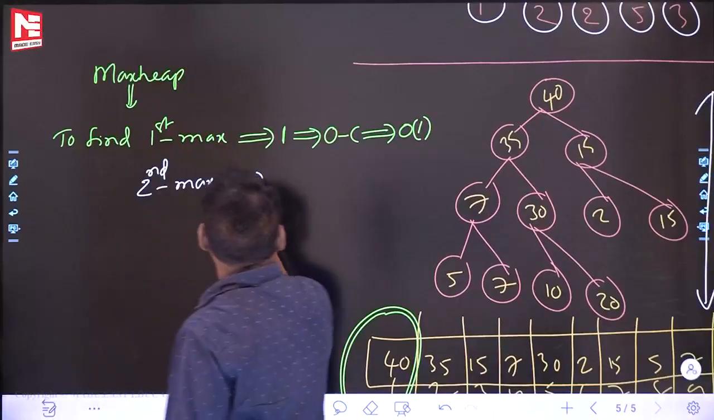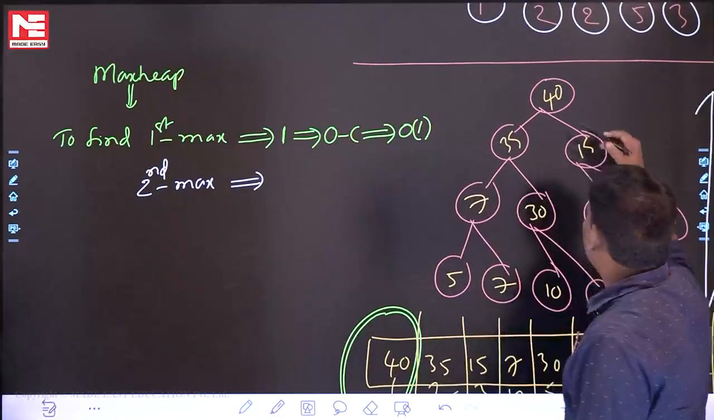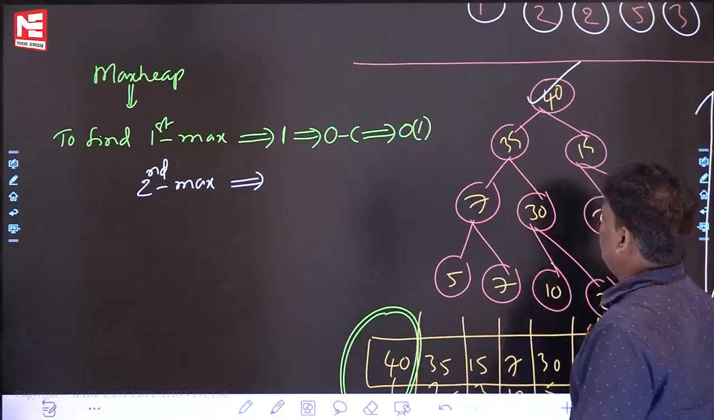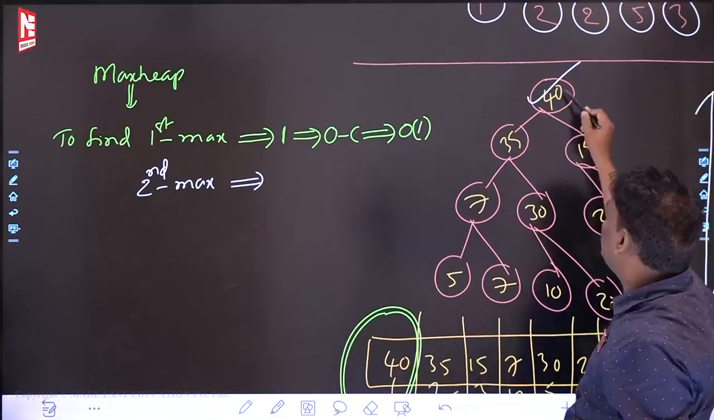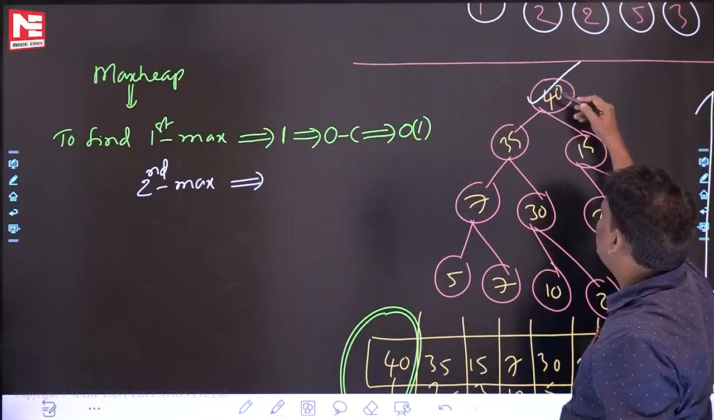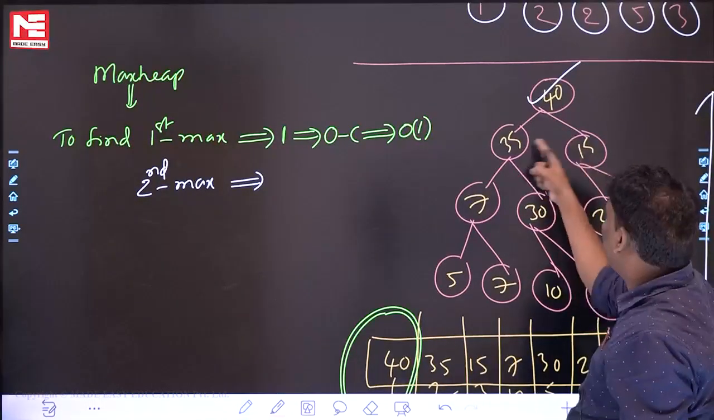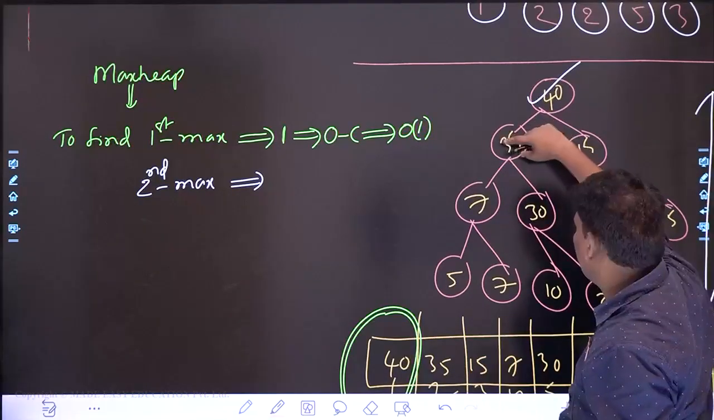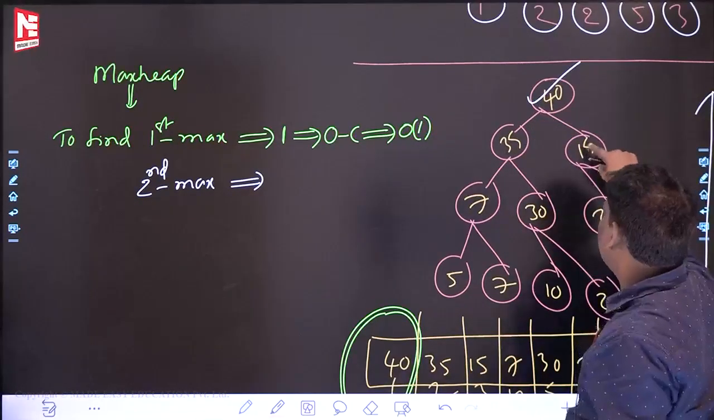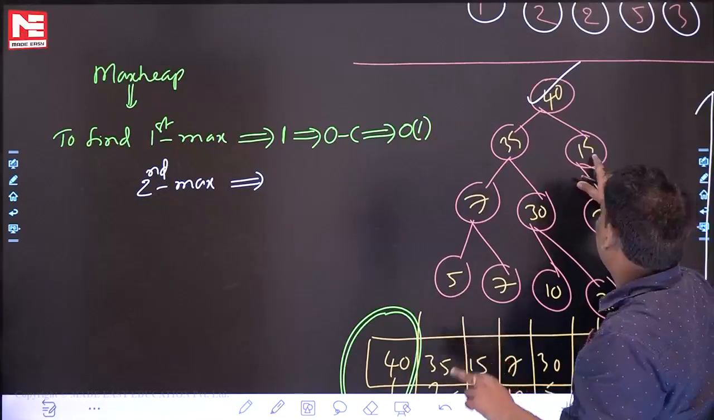In a max heap, to find out the second maximum, see this one. I think the first maximum is already fine. Is the first maximum already fine? Can you say who is the second maximum? Please try to remember, if it is the first maximum, for the second maximum both the left and right will fight. From the left group he will say that I am the second maximum, from the right group he will say that he is the second maximum.